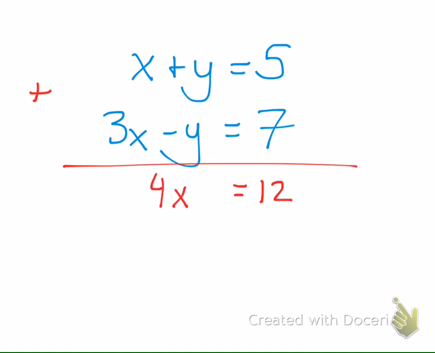So now I'm left with this equation, and this is very simple to solve. What are you going to do to solve for x here? Yeah, just divide both sides by 4. So you get x is 3. So now I know what x equals.